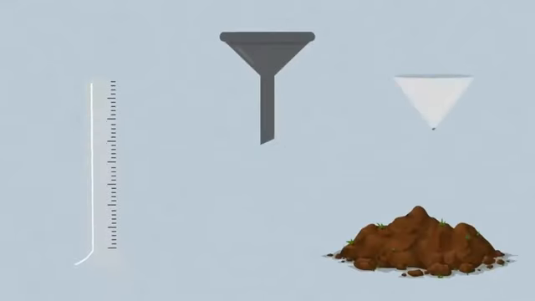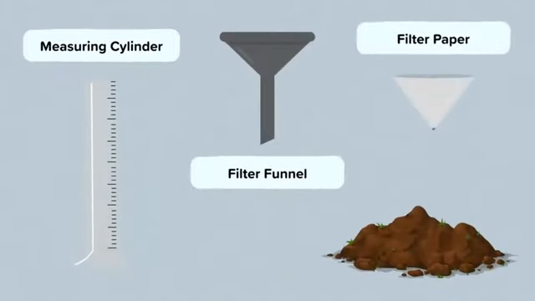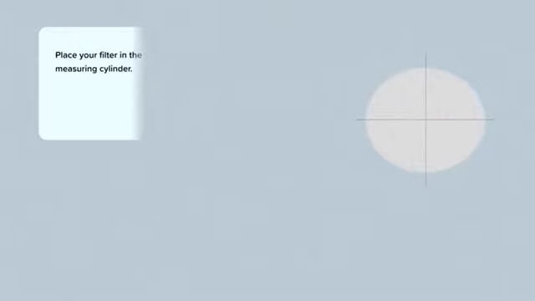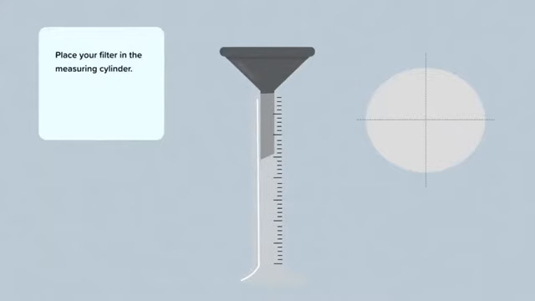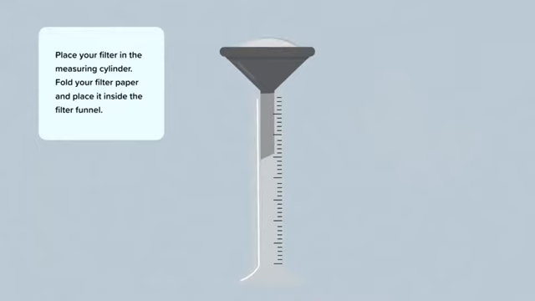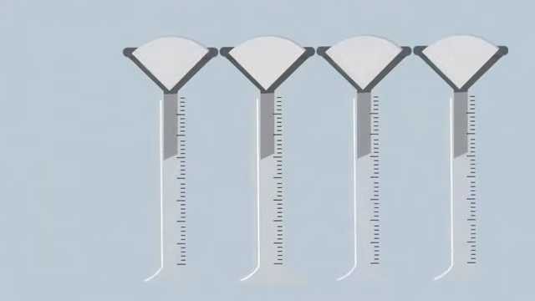Soil draining experiment method. You will need a measuring cylinder, a filter funnel, filter paper, and different types of soil. Place your filter funnel in the measuring cylinder. Then fold your filter paper and place it inside the filter funnel. Let's take a look inside. You're going to need 4 different measuring cylinders for 4 different types of soil. We're going to add different types of soil to each one and see how easy it is to filter water through them.